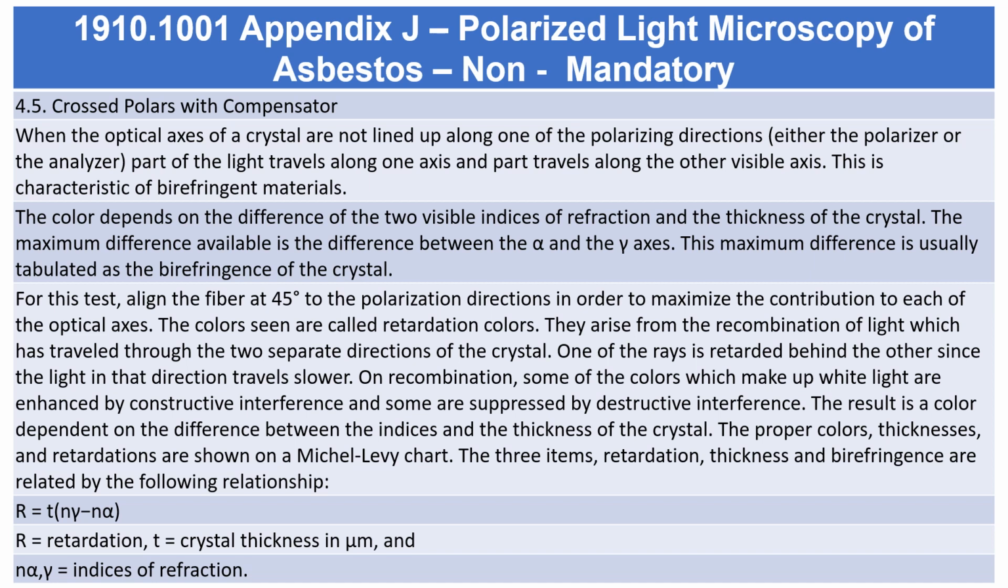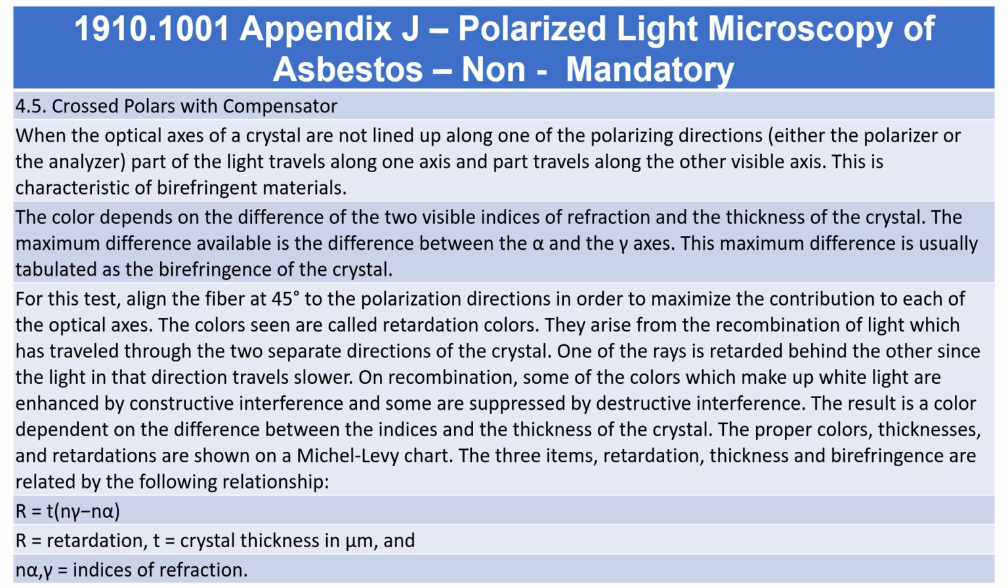This maximum difference is usually tabulated as the birefringence of the crystal. For this test, align the fiber at 45 degrees to the polarization directions in order to maximize the contribution to each of the optical axes. The colors seen are called retardation colors. They arise from the recombination of light which has traveled through the two separate directions of the crystal. One of the rays is retarded behind the other since the light in that direction travels slower.